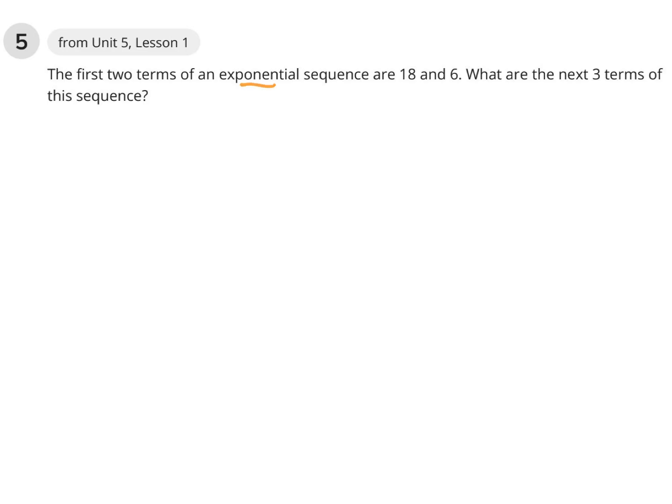Okay, exponential sequences are the same as geometric. To get from one term to the next, we have to multiply or divide. So to get from 18 to 6, you got to divide by 3 or multiply by 1/3. So we want the next three terms. 18 divided by 3 is 6. Divide by 3 is 2. Divide by 3 is 2/3. Divide by 3 is 2/9.